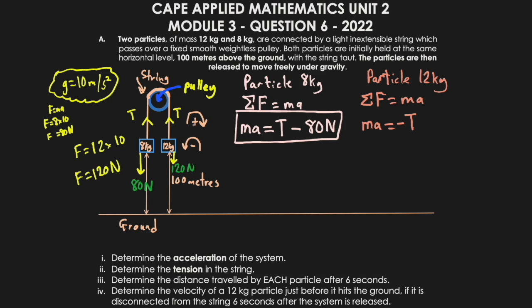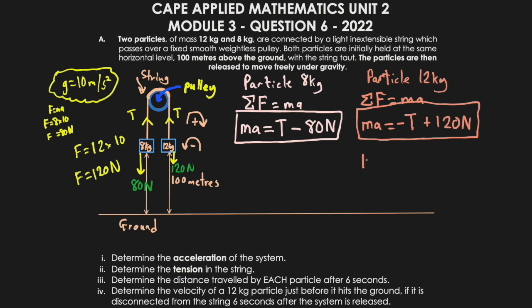Therefore, we could say that it's minus T, and when we look at the force as a result of gravity, we will see it's 120 newtons. So this 120 newtons is going in the positive direction. In other words, it's looking like it's going clockwise. Therefore, we would say that this part would be plus 120 newtons. We know that the mass of the particle is 12 kilograms.